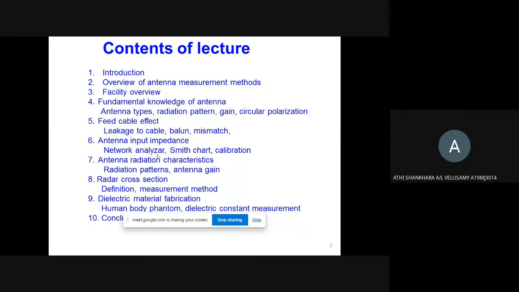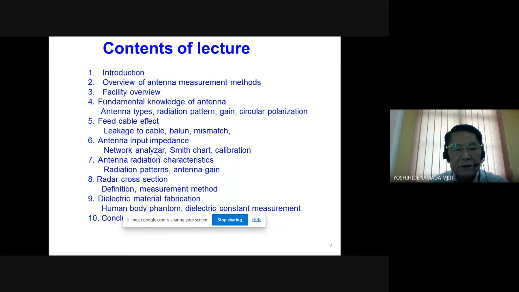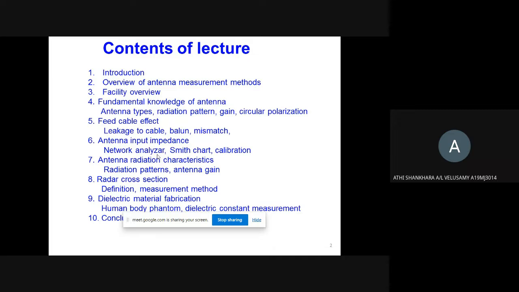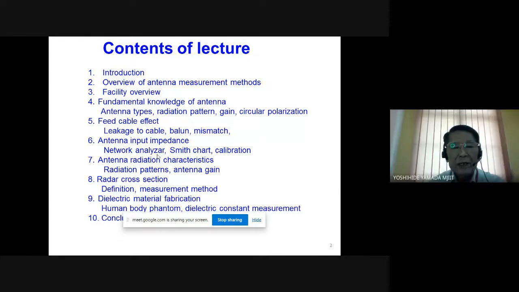And this is content of lecture. So content is from 1 to 9 and conclusion.